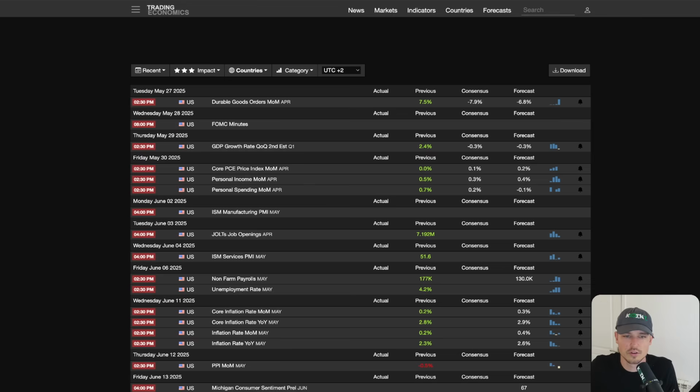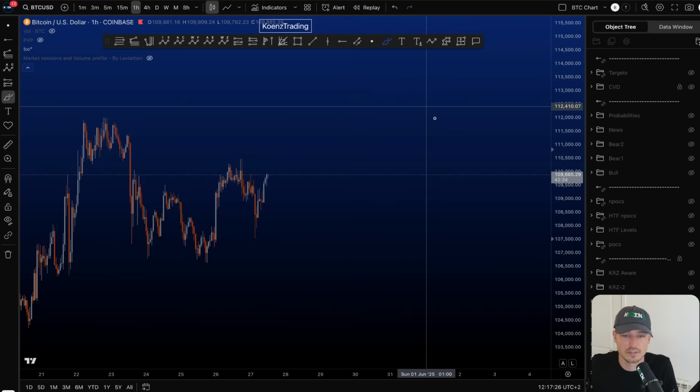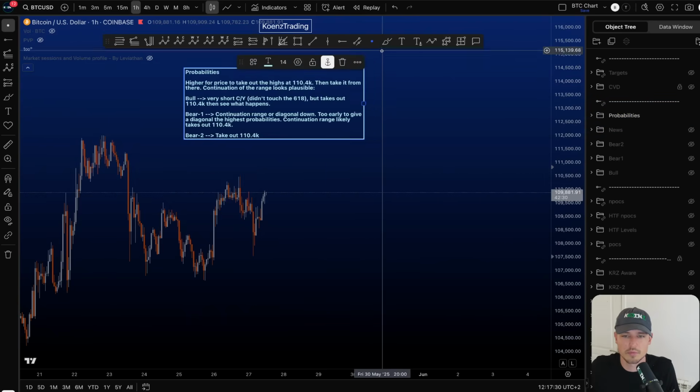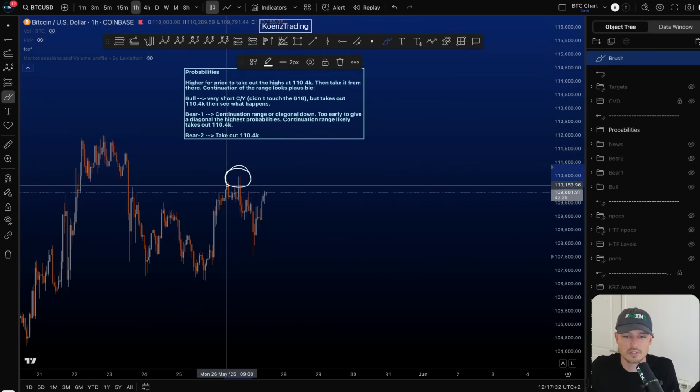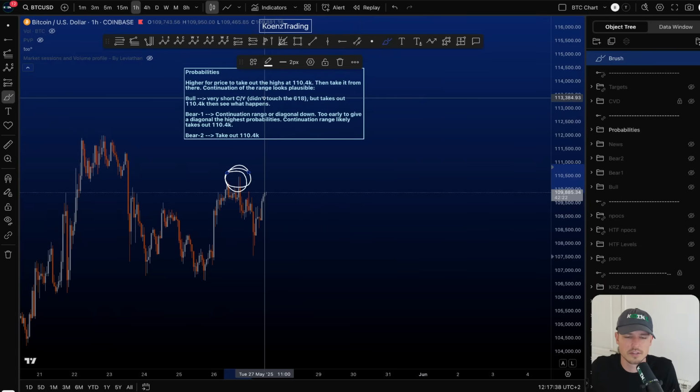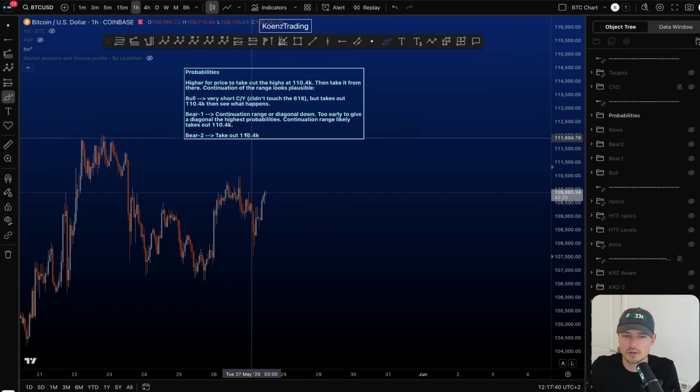If we then look at the news, then we do have some news this week on Tuesday, Wednesday, Thursday, and Friday. Please make sure you trade safe. It can increase the volatility on the chart. And if we look at the probabilities, then from a probability perspective, the probabilities are higher to take out the highs at 110.4k at some point. And then we have to basically take it from there because a continuation of the range is quite plausible.